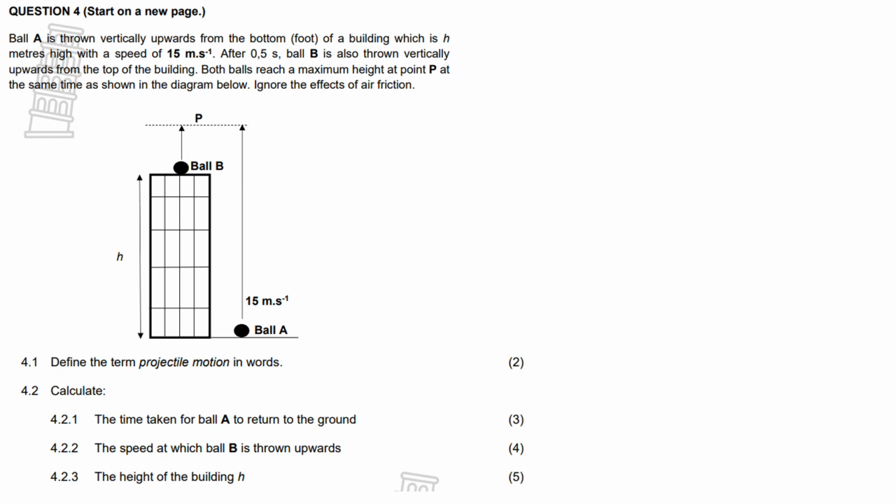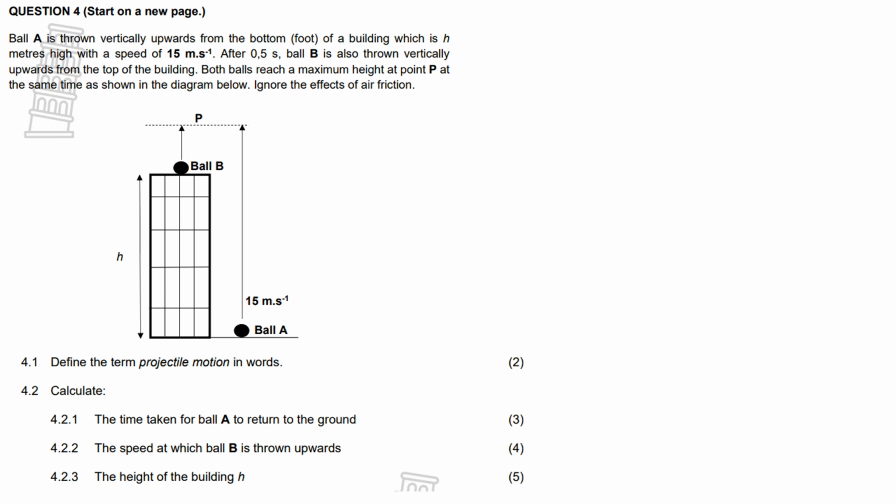So now they say that a ball A is thrown vertically up from the bottom foot of a building which is 8 meters high, and the initial velocity of ball A is 15 meters per second. They tell you that after 0.5 seconds, ball B is also thrown vertically upward from the top of the building. Both balls reach a maximum height at point P at the same time. So now let's answer the following question.